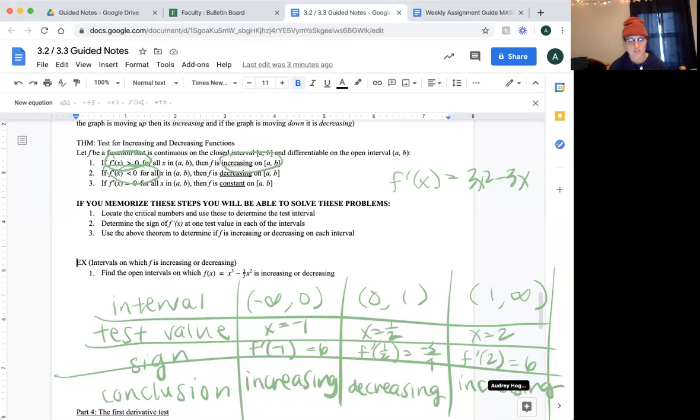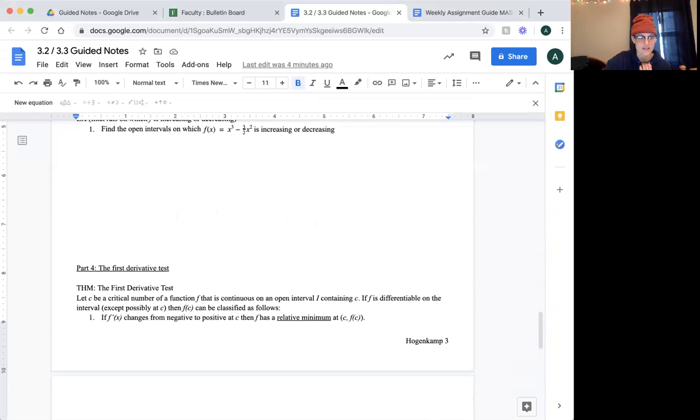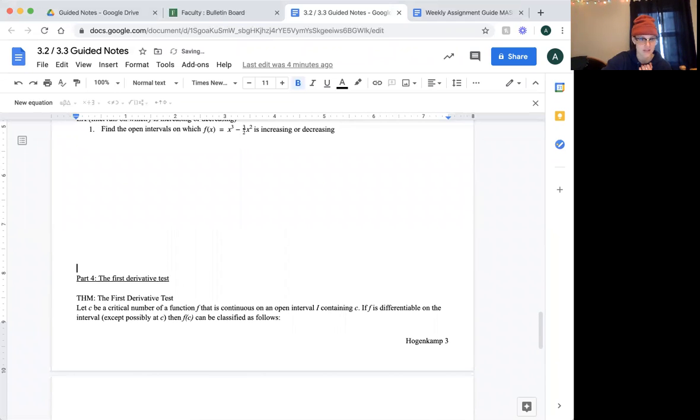Okay, and so the open intervals on which f of x equals x cubed minus 3/2 x squared is increasing are going to be negative infinity to 0 and 1 to infinity, and decreasing on 0 to 1, which I can see from my nice little table. So as a whole, this is actually not that hard at all. You just have to be comfortable with taking derivatives and finding critical numbers and knowing the interval of your given function. Okay, so this takes us to part 4, which is the first derivative test.